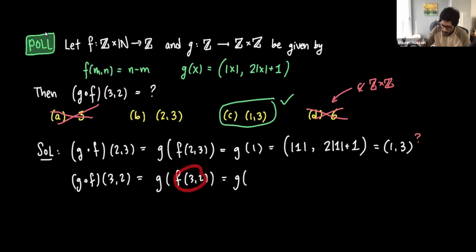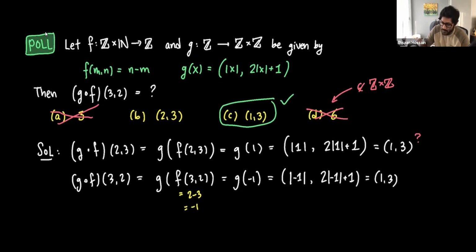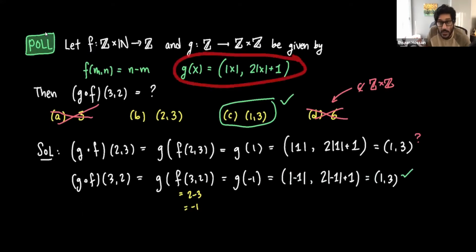So f of 3, 2 is 2 minus 3, which is -1. So I have g of -1, but you see g takes the absolute value anyway. So g is kind of like an even function, right? Remember even functions from calculus? Because of that, I know that this is the absolute value of -1, comma, 2 times the absolute value of -1 plus 1, which is coincidentally 1, 3. Coincidence. Well, maybe not a coincidence because this g is an even function.